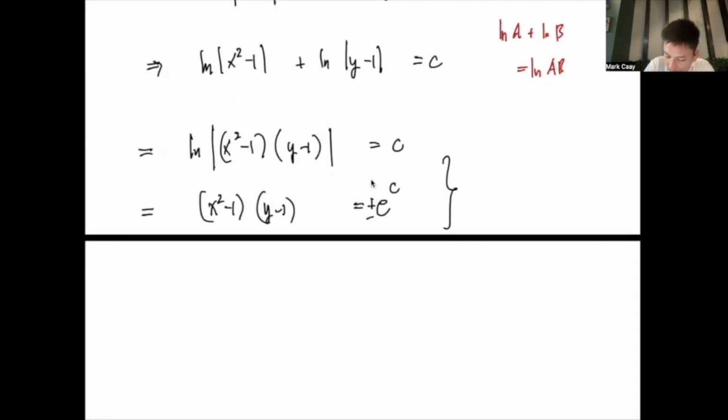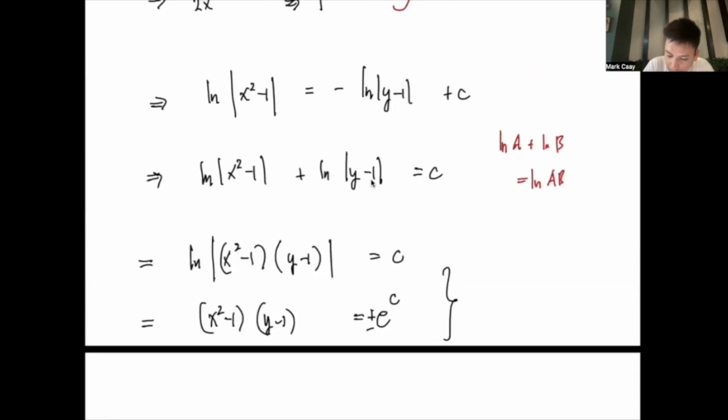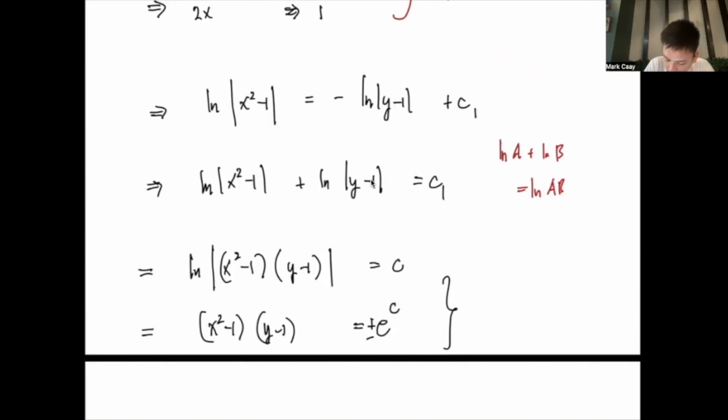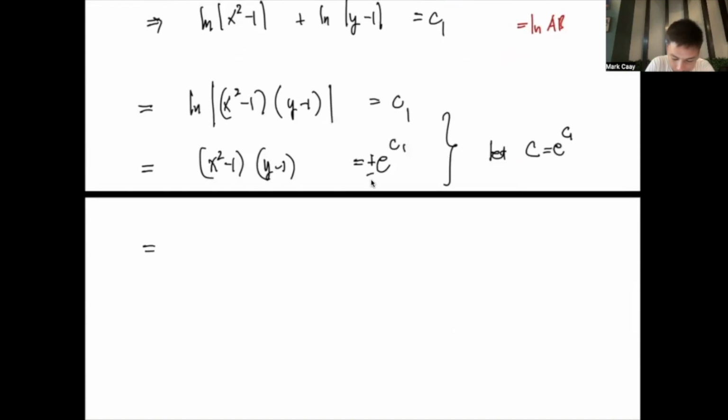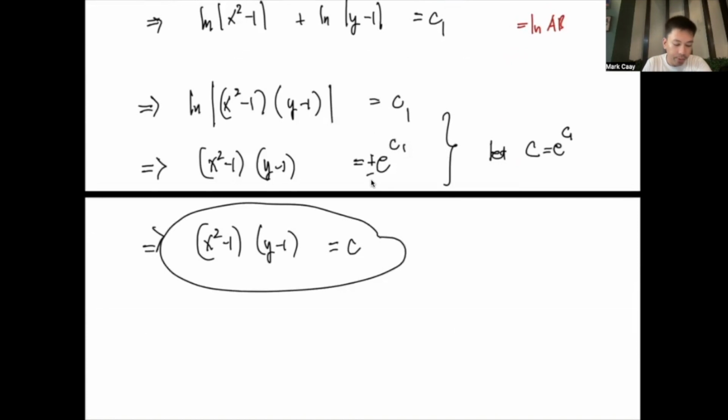But because this belongs to the same modular class, so kunyari kanina, papalitan ko to ng C1. So this becomes, I have to let C be equal to e to the C1. So, eto lang siya. X squared minus 1, y minus 1 equals C. So this is now the implicit general solution of your differential equation.